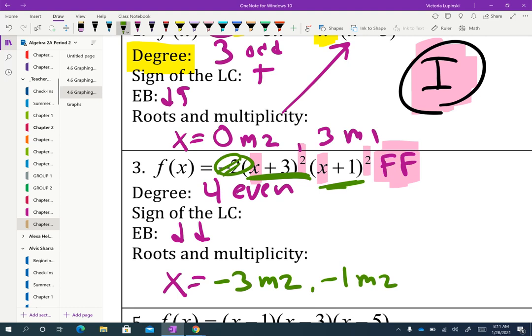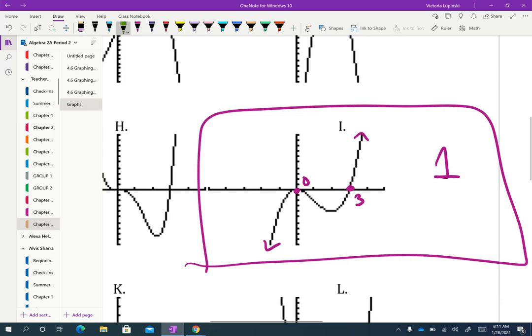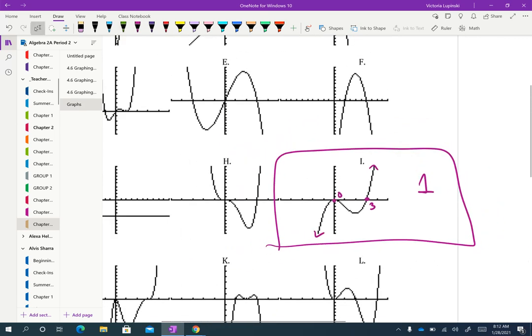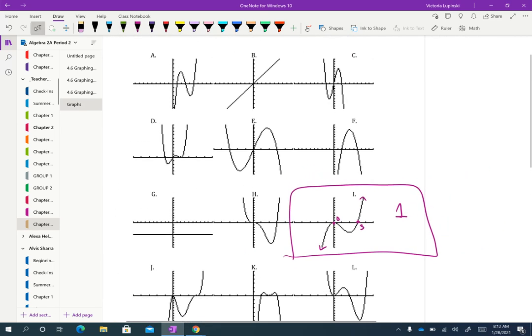So as we go to look at our graphs, we're looking for a quartic. We're looking for the end behavior down, down, and we're looking for it to bounce at -3 and at -1. So again, if you have these graphs in front of you, which hopefully you do, you're going to go ahead and very carefully look at your options.